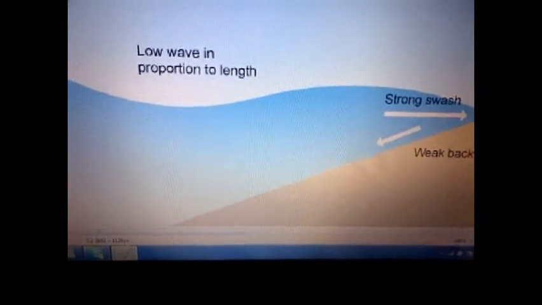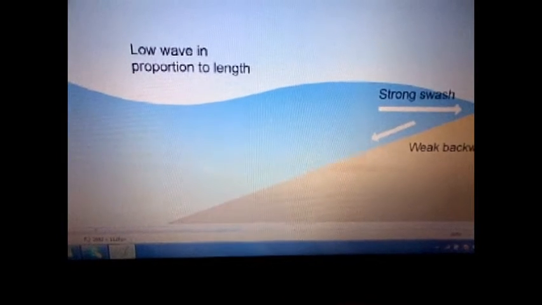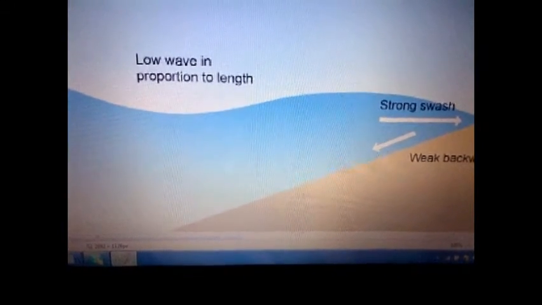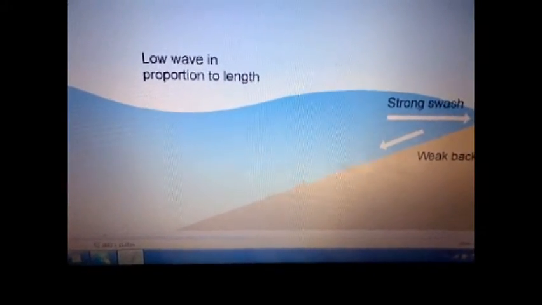Constructive waves. Constructive waves are most prone to happen in the summer. They have a low wavelength and a strong swash. This means they build up waste material and debris on the beach. Also, they have a long wavelength.